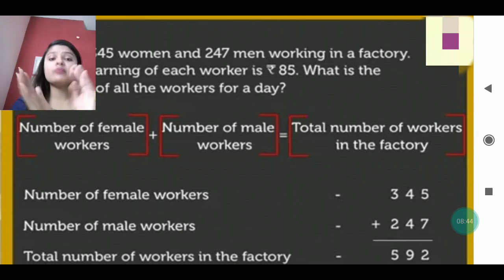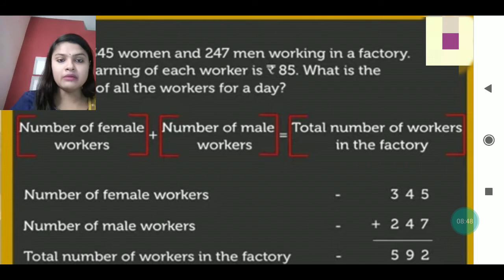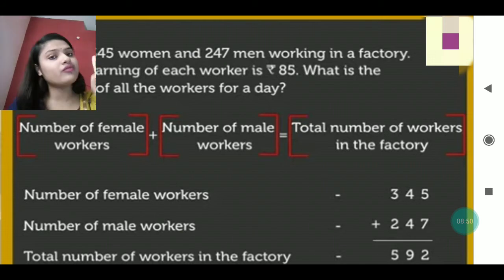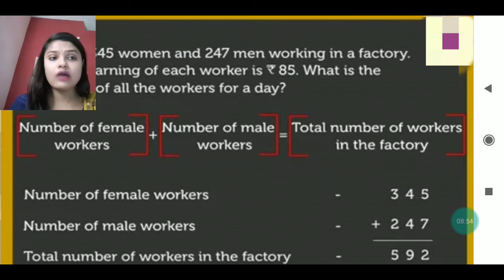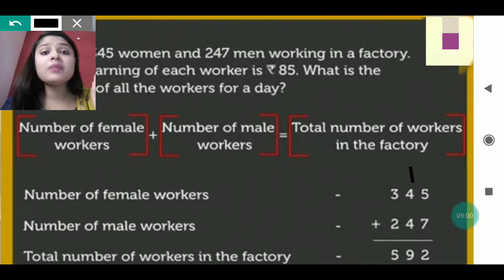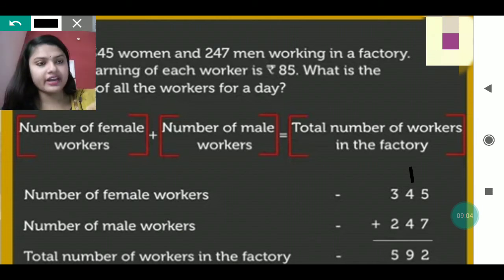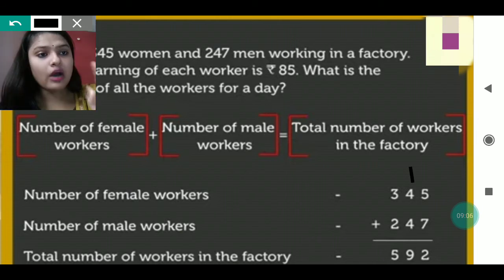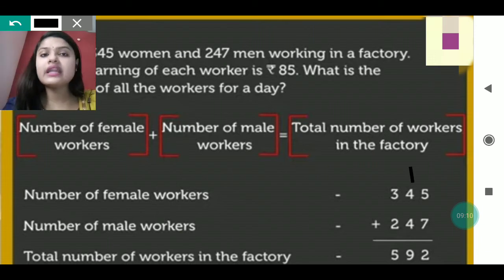After this we will write number of female workers, number of male workers. We have added both the numbers. We will add from the ones place. 5 plus 7 is 12. So 2 we will write down, 1 we will take carry. That 1 I will write here. Now 4 plus 4 is 8. 8 plus 1 is 9. So 9 I have written down. No carry is there. Now 3 plus 2 is 5. So total number of workers in the factory I have got, that is 592.